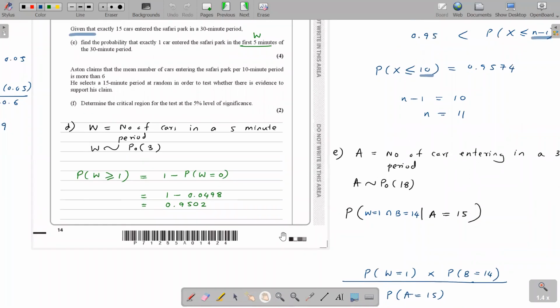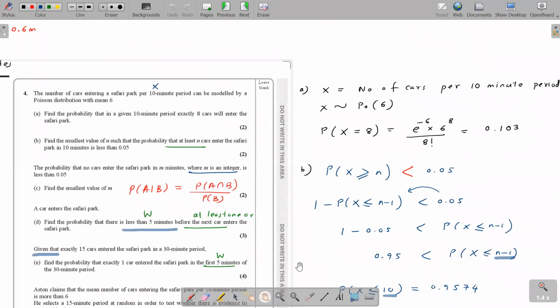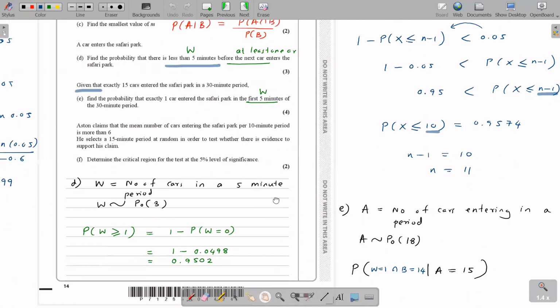So moving on to the last part. Aston claims that the mean number of cars entering the safari park per 10-minute period is more than 6. Now, actually, what is 6? If you remember, in a 10-minute period, the lambda value was defined as 6, the mean value. So Aston says that this value is actually more than 6.